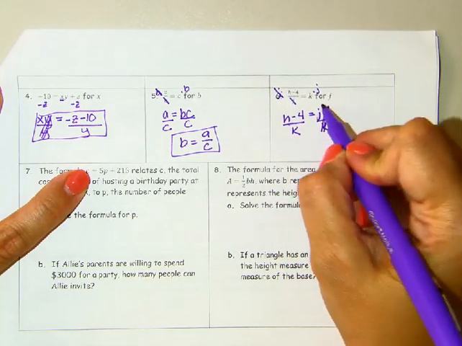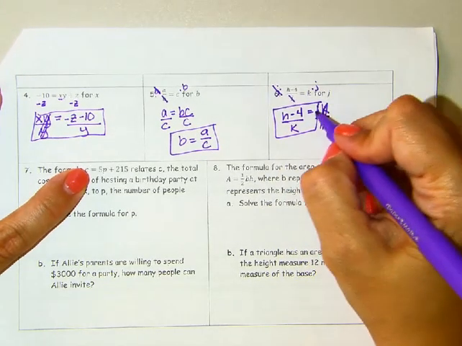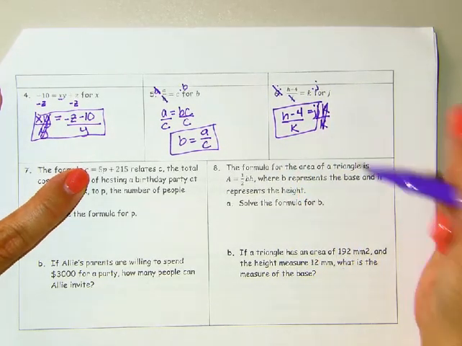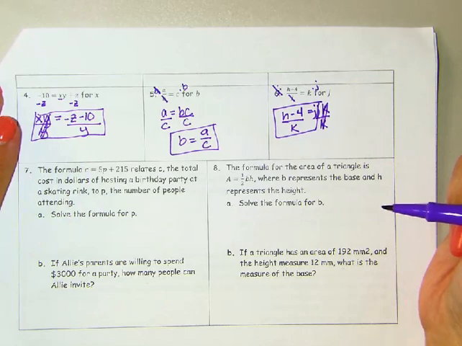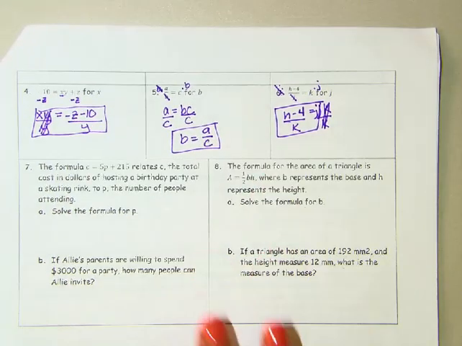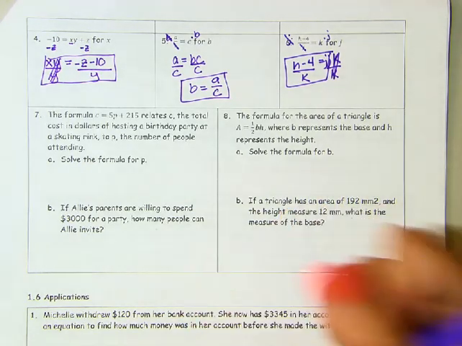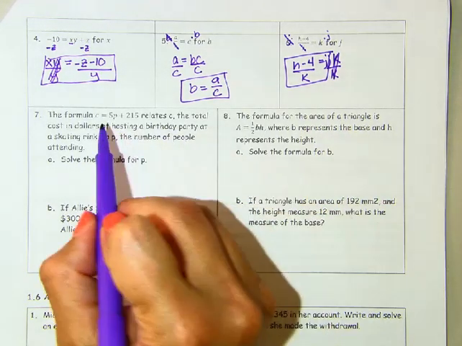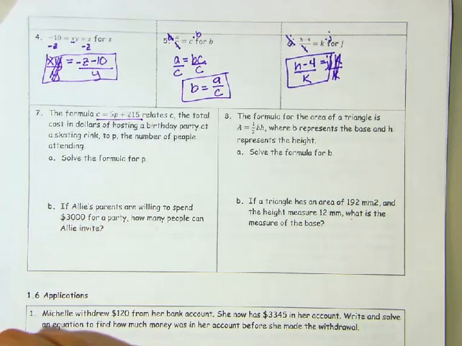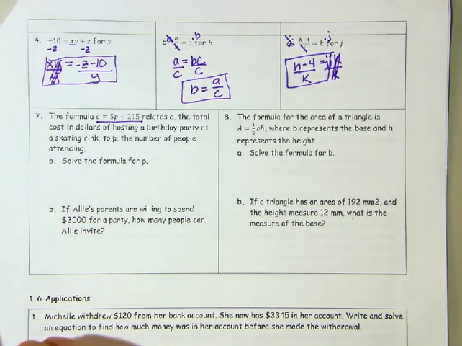These cancel, so I'm left with J equals, whoops, I crossed off my J there, H minus 4 over K. Now number 7 and 8 are examples of why you rewrite the equation so that way you find your answer very quickly. So it gives us this formula where C is the total cost of hosting a party at the skating rink, and P is the number of people, and it wants us to solve for P.